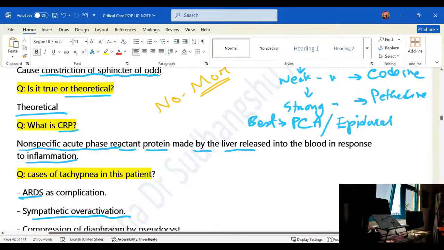CRP is C-reactive protein, which is released from the hepatocyte in response to acute inflammation. It is not disease specific, but it gives an idea about the disease prognosis.